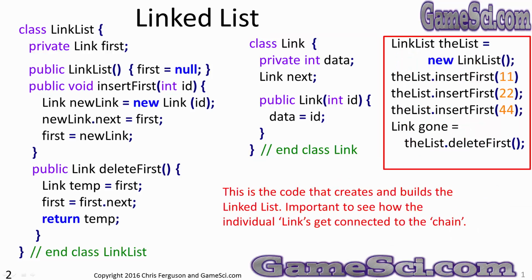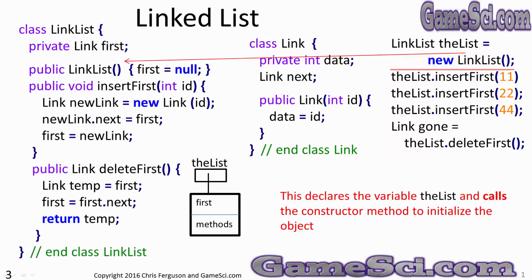Finally, here's some code that creates and builds the linked list. It's important to see how individual links get connected to the chain, and that's what this code is designed to do. The first line will create the list, and then we'll insert elements into it and finally delete an element from the list. Let's trace this code line by line and see what happens.